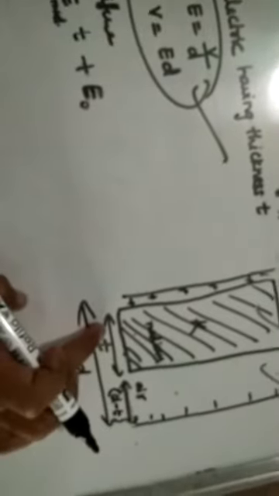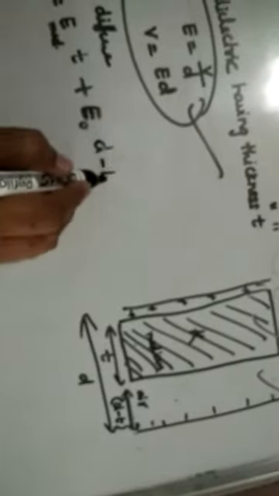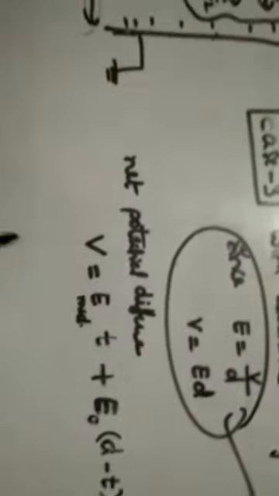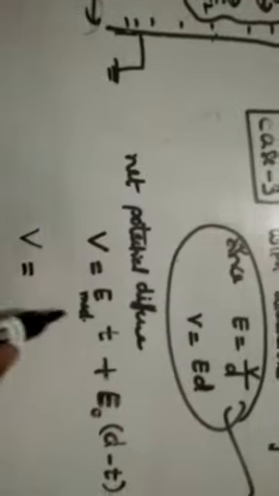Total D, and its thickness is T. So the remaining gap is D minus T. These two words you have to understand here: this is with medium, this is with air or vacuum. So D minus T. V equal to medium. What is the electric field?